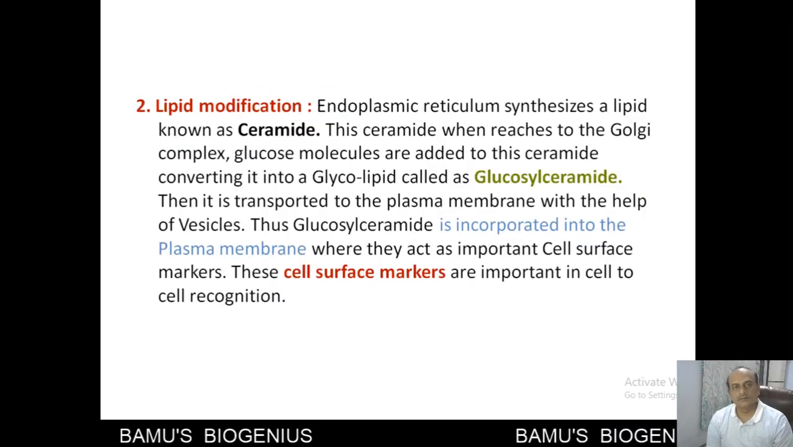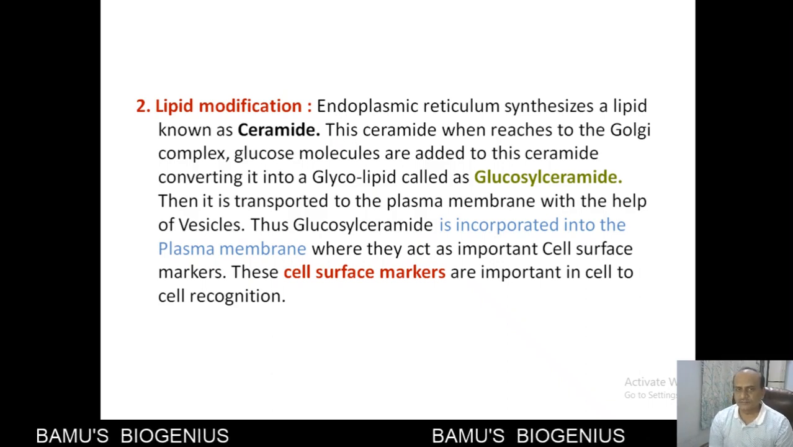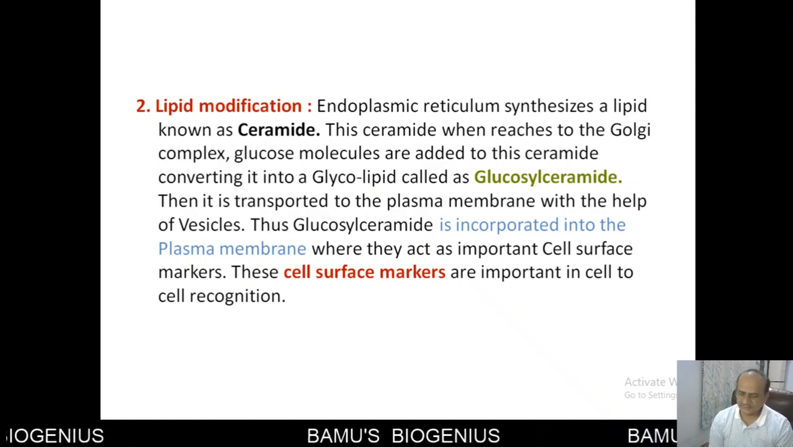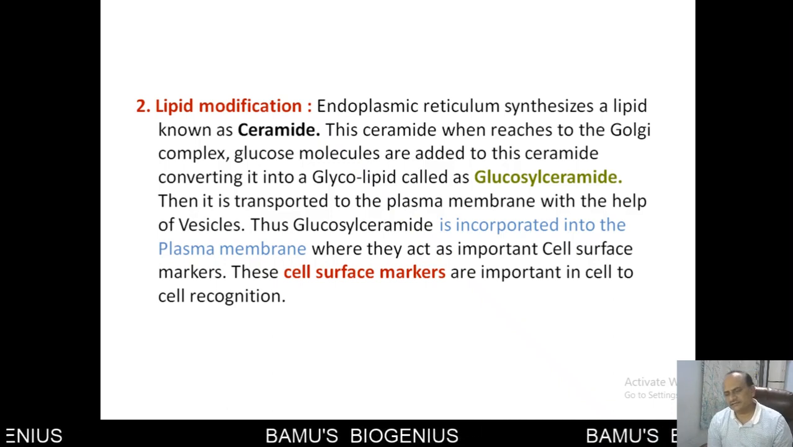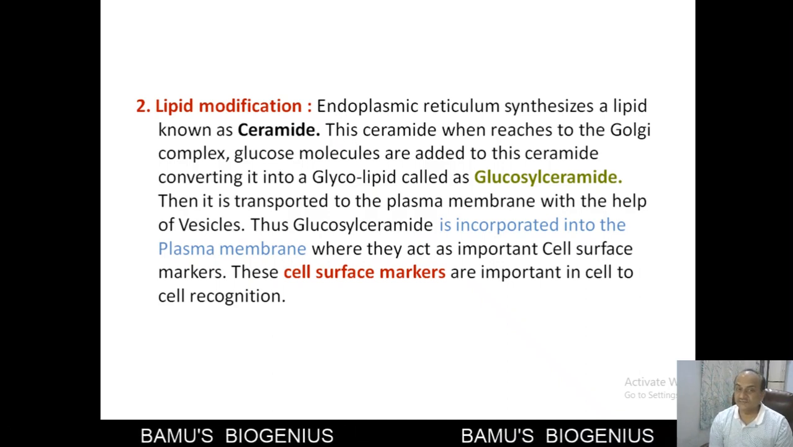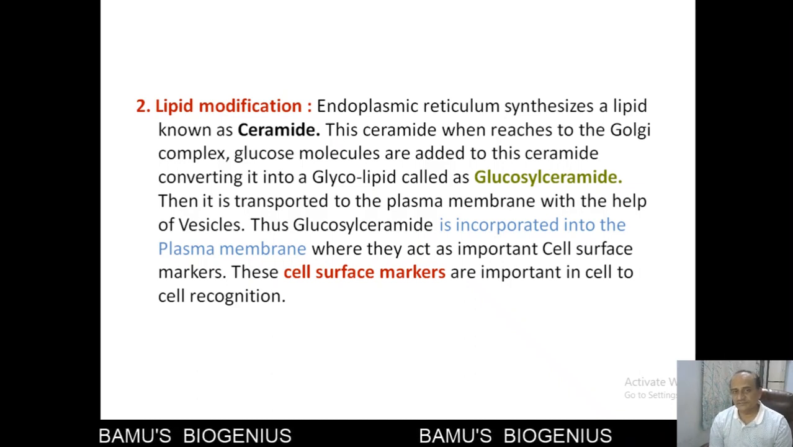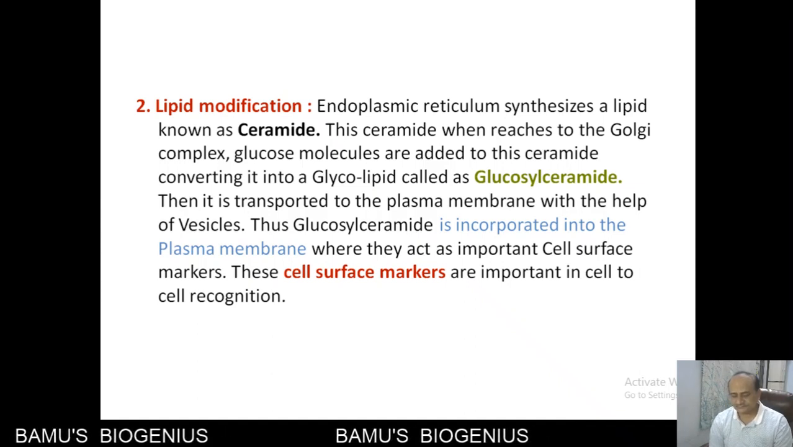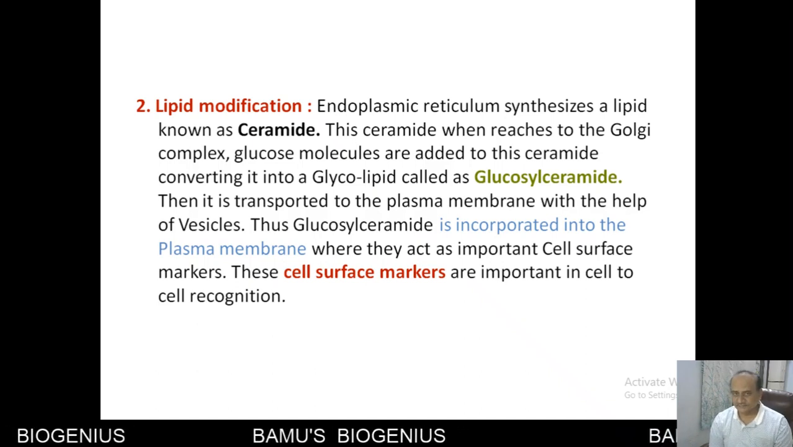So the second function of the Golgi complex is lipid modification. The endoplasmic reticulum synthesizes a lipid known as ceramide, and this ceramide is transported to the Golgi complex, where certain kinds of enzymes, known as glycosyl transferases, are responsible for adding a glucose molecule to the ceramide. Such a ceramide is called a glucosyl ceramide.